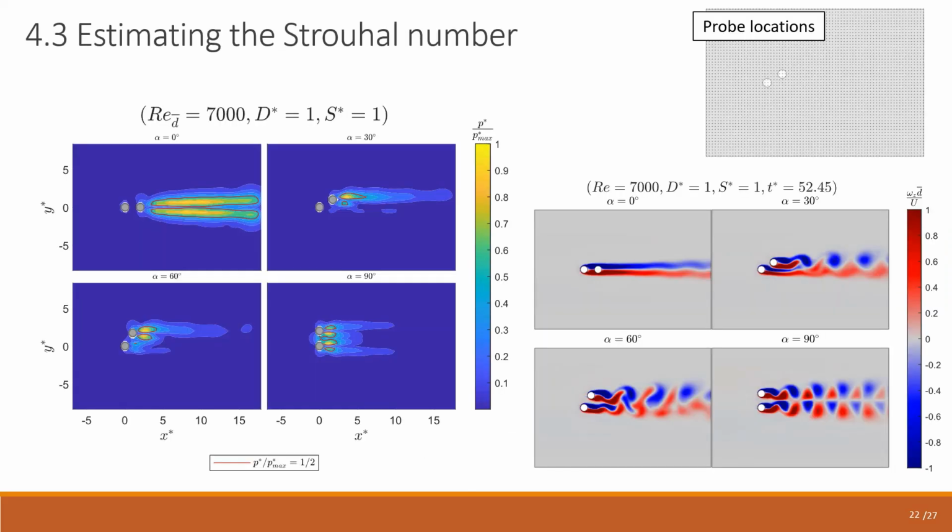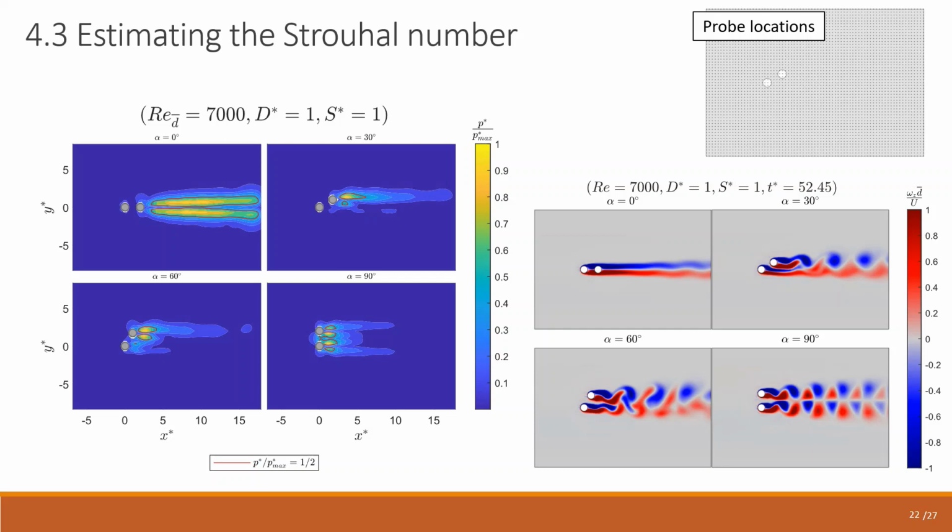Here we examine the flow past a 2-cylinder configuration for a Reynolds number of 7,000. In this case, we take a gridded array of probe locations, shown here with small dots in the top right image. We then look at where the power intensity of pressure oscillations is greater than half the largest pressure oscillation. In this region, we take our probe locations.